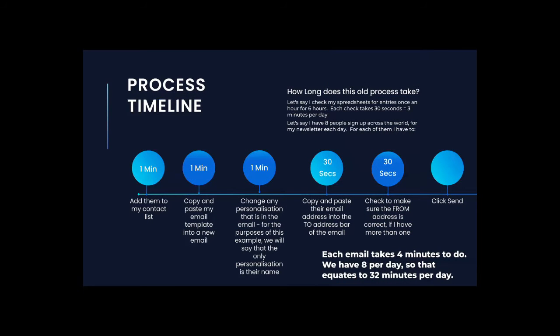So how long does this old process take? For the sake of creating an example, let's say I check my spreadsheet for entries once an hour for 6 hours a day. Each check will probably take about 30 seconds, so that works out to be about 3 minutes a day. Let's say I have 8 new people sign up across the world for my newsletter each day. For each of those individuals, I have to add them to my main contact list, which takes about a minute.